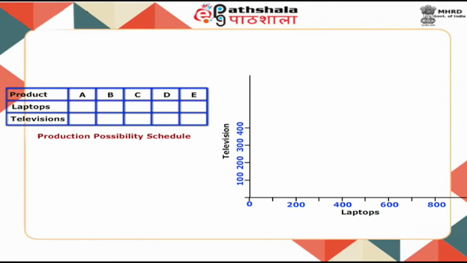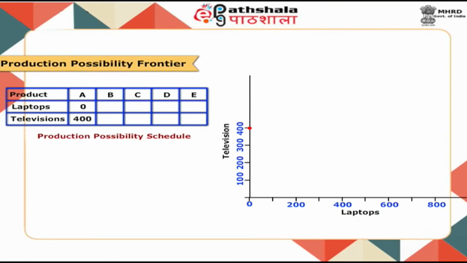The table depicts that with the given factors of production, if the economy chooses to produce 400 units of televisions, it shall not be able to produce any unit of laptop, shown as production possibility A. Similarly, production possibility E depicts that the economy or firm chooses to exploit all resources towards the production of laptops, and thus it produces 800 units of laptops and 0 units of televisions. Between the two ends of the production possibility schedule, there are other alternatives available, that is, production possibility B, C, and D.